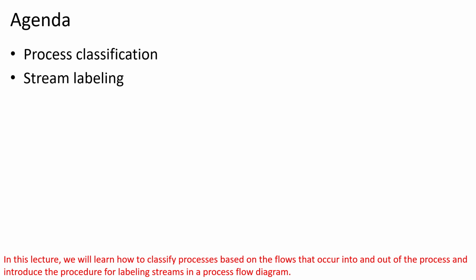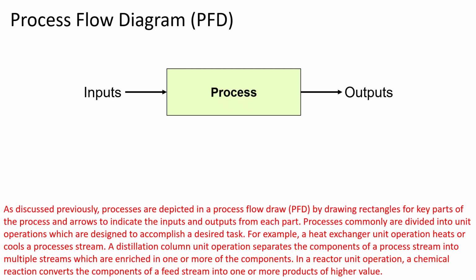In this lecture, we'll learn how to classify processes based on the flows that occur into and out of the process, and introduce a procedure for labeling streams in a process flow diagram. As discussed previously, processes are depicted in a process flow diagram, a PFD, by drawing rectangles for key parts of the process and arrows to indicate the inputs and outputs from each part.